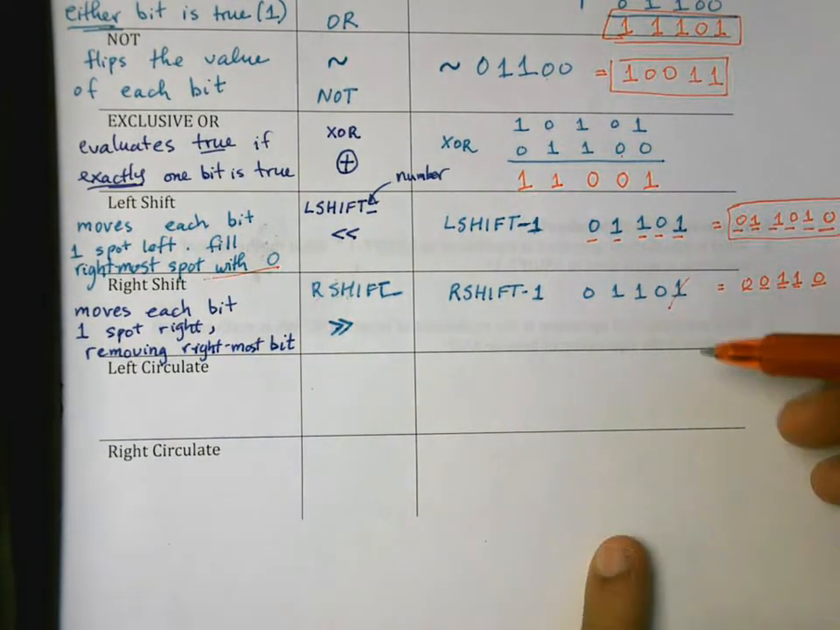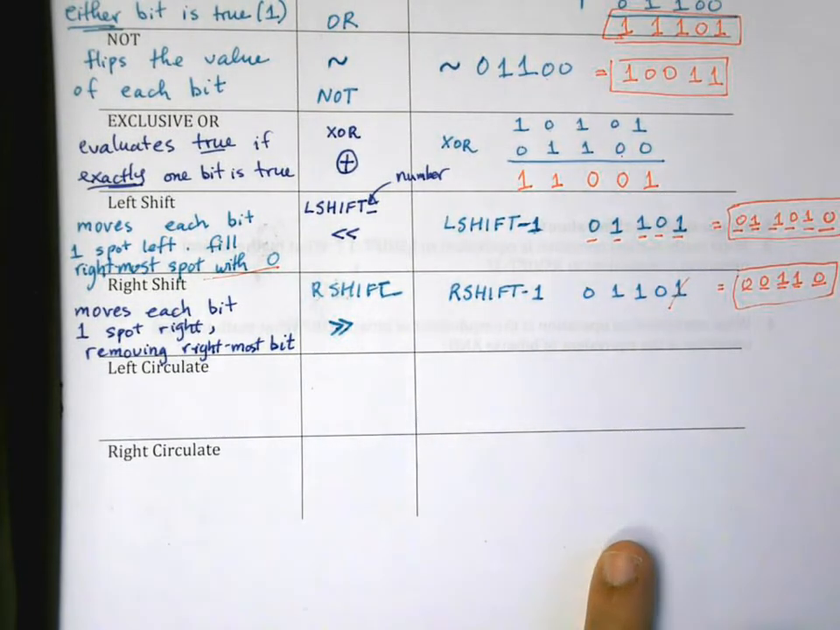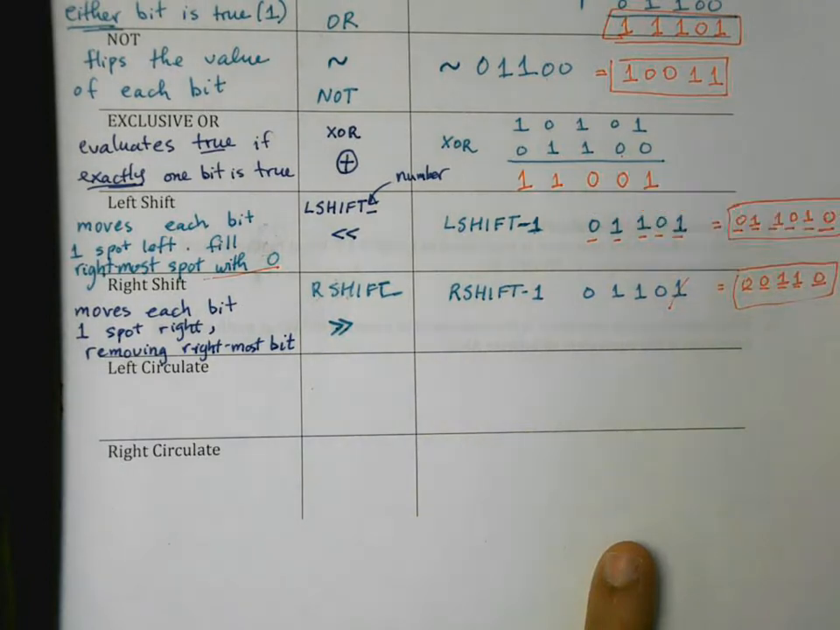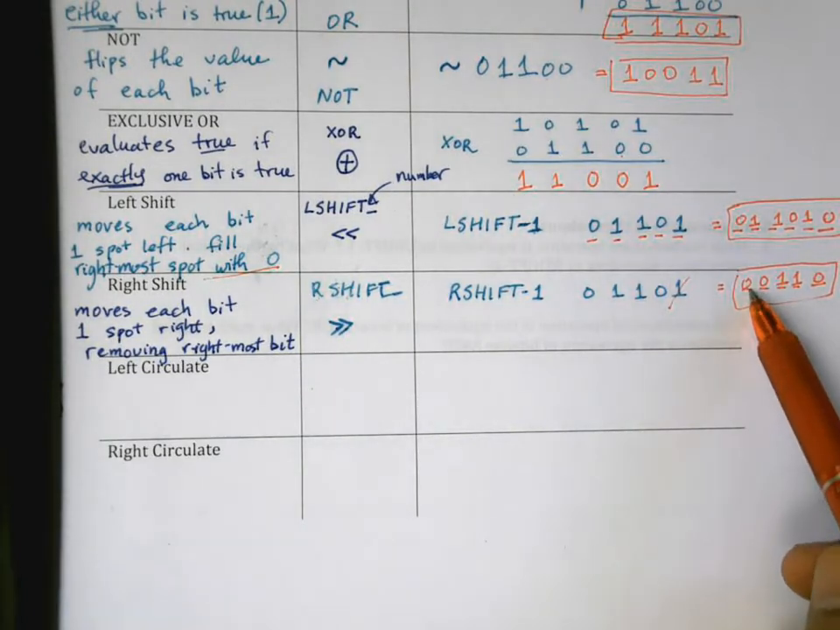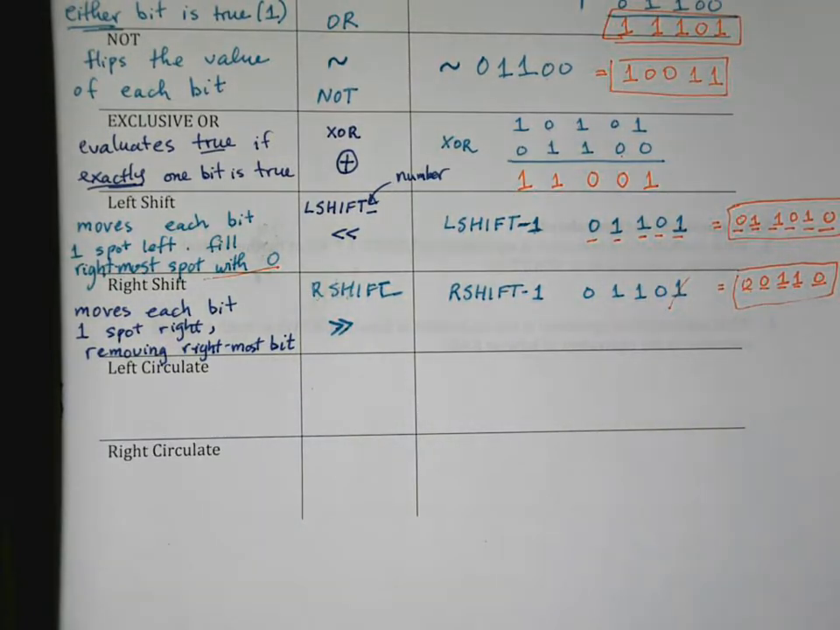That's basically all there is to it for left shift and right shift. Left shift: push everything to the left one spot and fill it in with a 0. Right shift: push everything to the right one spot and fill this in with a 0 here. Now, I'm using 5 bits so that it's easier for us to see. Most computer systems, depending on the architecture, will probably use 32 bits. So that's the end of that.